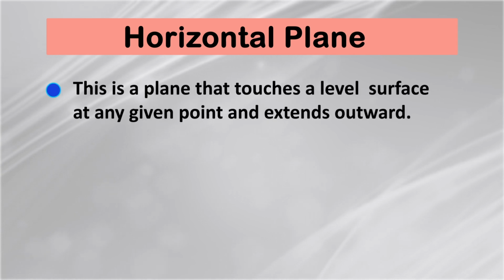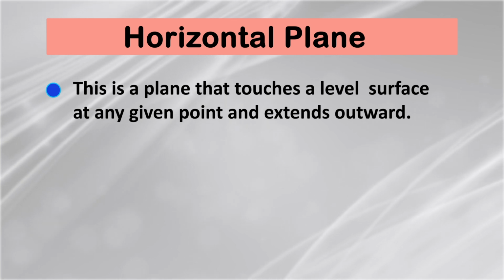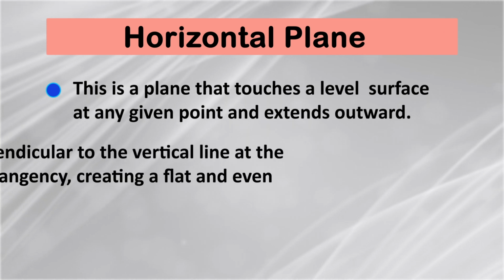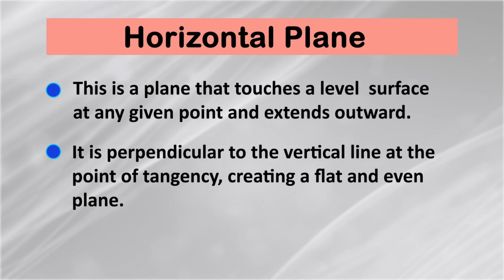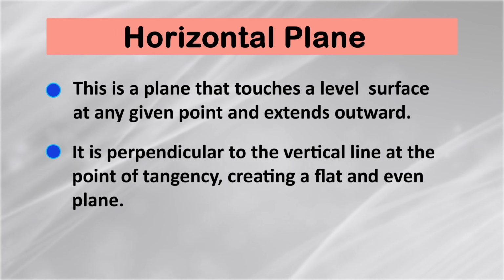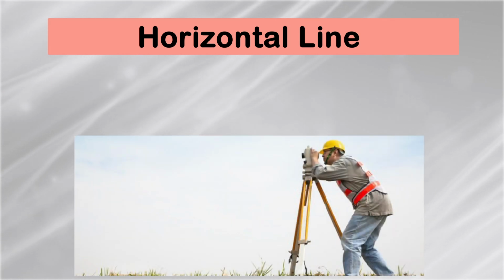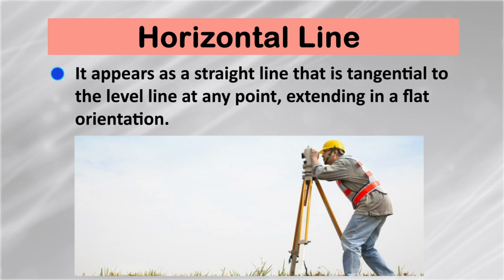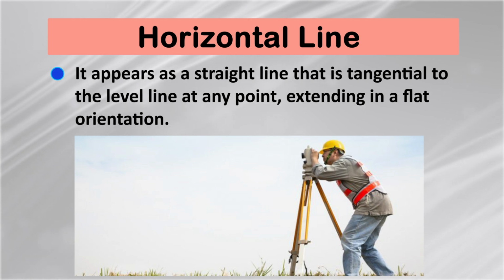Next, we will be studying horizontal plane. This is a plane that touches a level surface at any given point and extends outward. It is perpendicular to the vertical line at the point of tangency, creating a flat and even plane. Next is horizontal line. Horizontal line resides within the horizontal plane. It appears as a straight line that is tangential to the level line at any point, extending in a flat orientation.